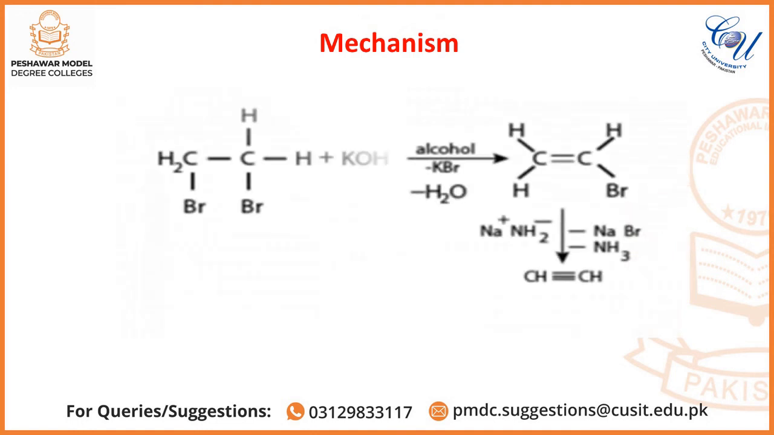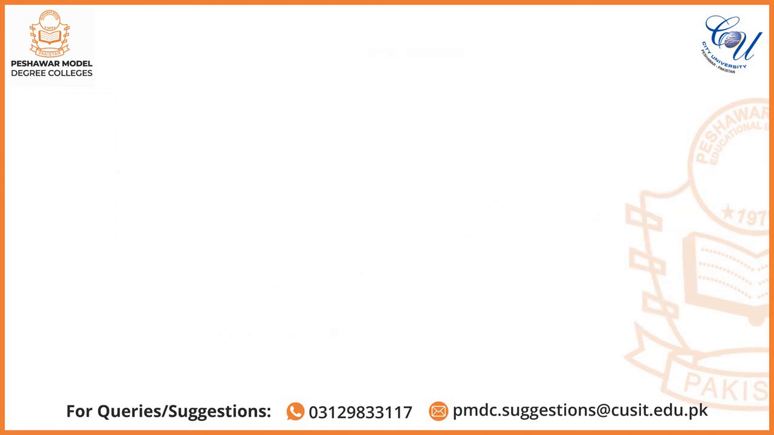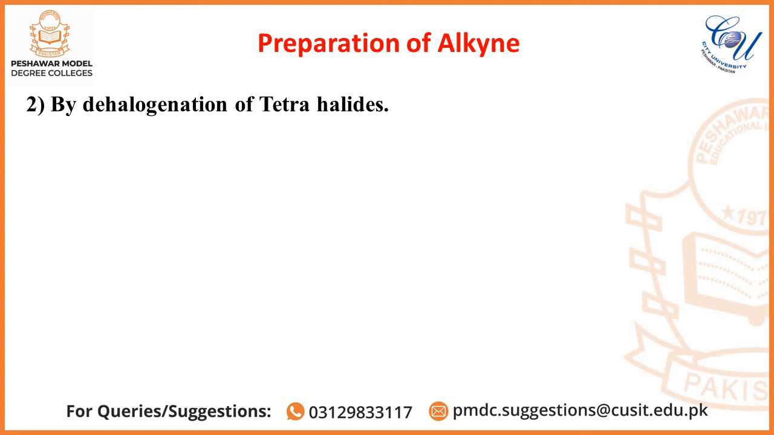Here is the mechanism of the reaction. Look at this mechanism, in which vicinal dibromoethane is allowed to react with alcoholic potassium hydroxide, and thus by removal of one water molecule it produces bromoethene. Bromoethene in the next step is allowed to react with sodium amide and it produces acetylene molecule. This is the next method which can be used to form alkyne.